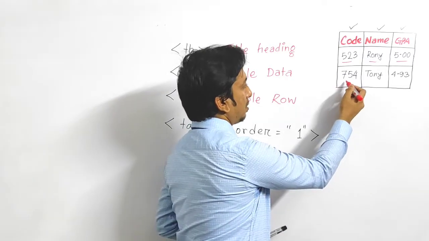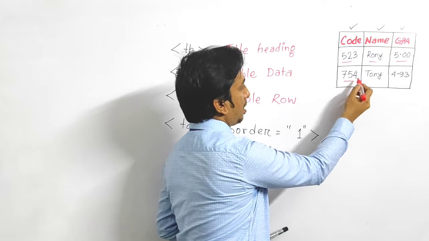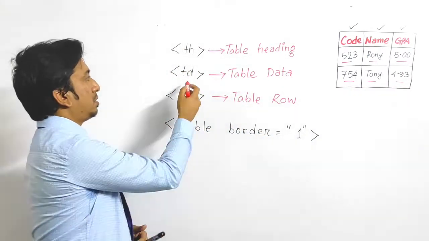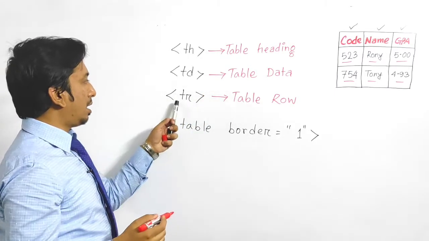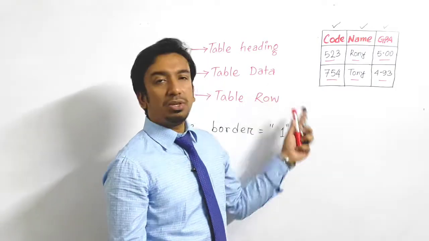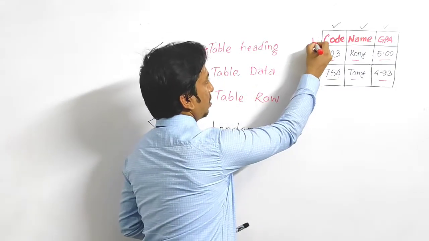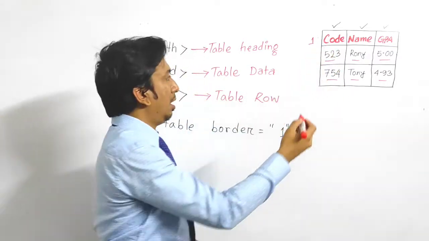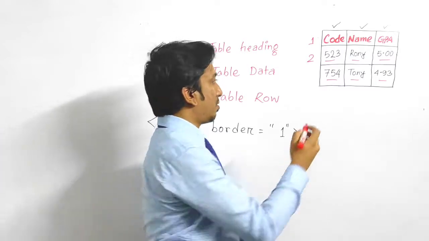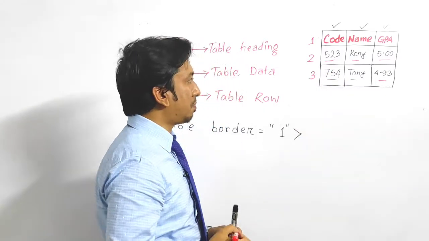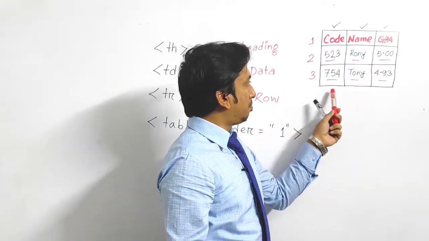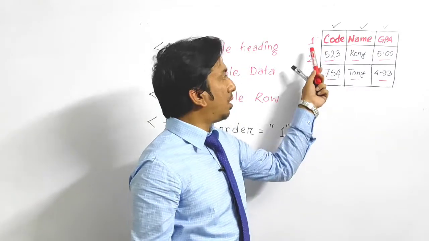Here also you can see the third row: 754 Tony and also 4.93, all are data. You have to use table data. Okay, fine. And then here tr for table row. So my dear students, here you can see we have three rows. This one is the first row: code, name, GPA. Then 523 Ronnie is the second row, and the last one is 754, Tony, and 4.93, the third row.